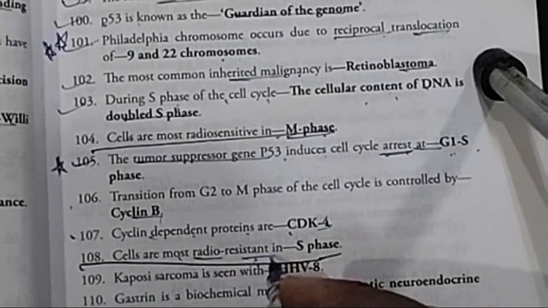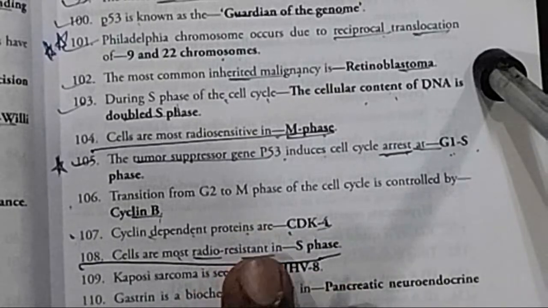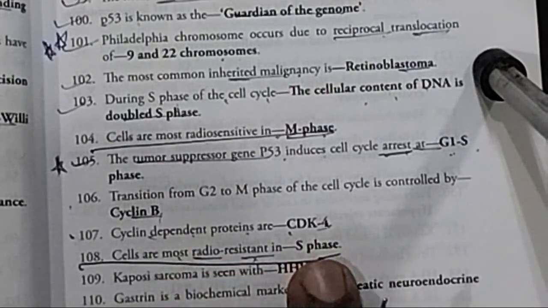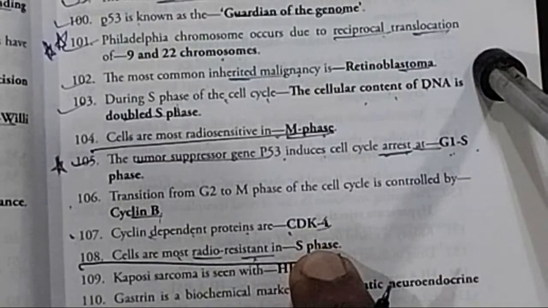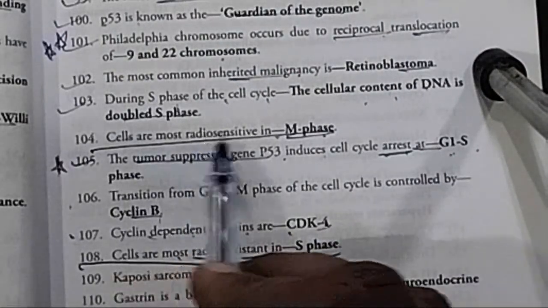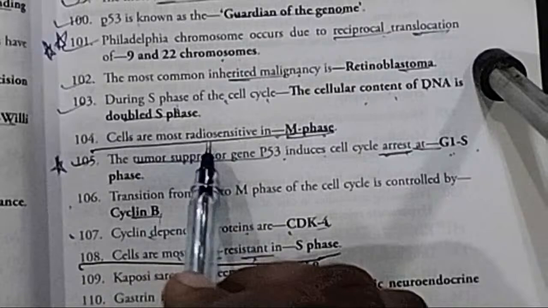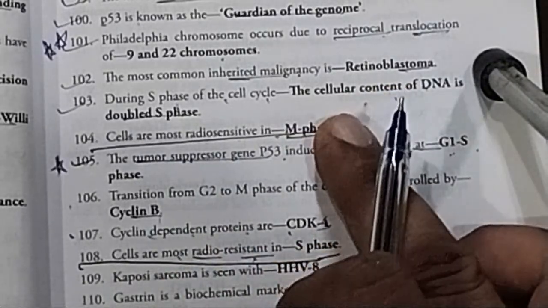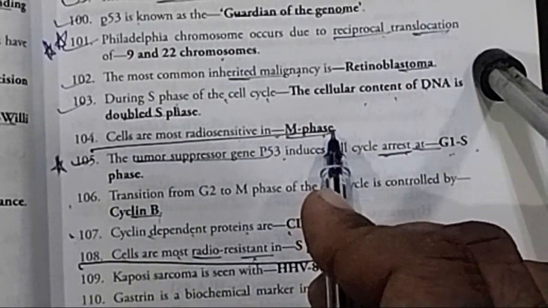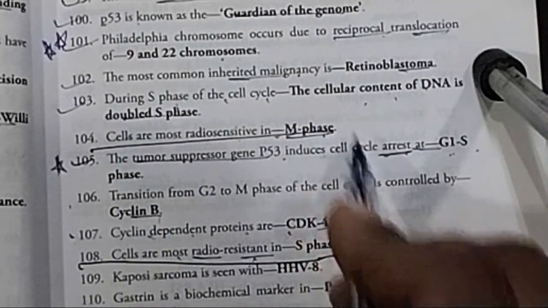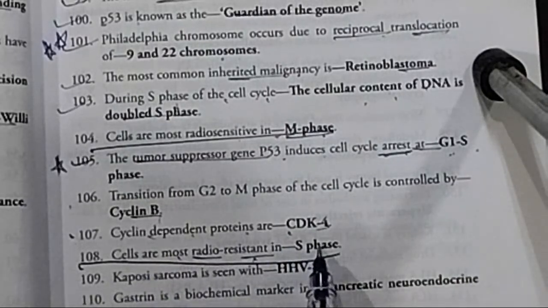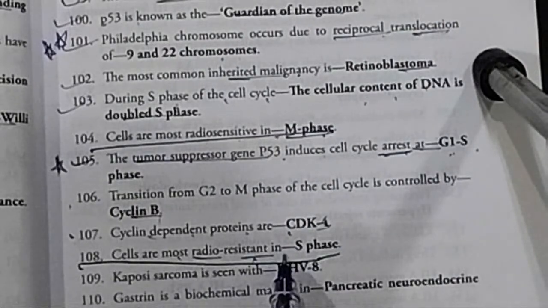So the most radio resistant cells are in what phase of the cell cycle? Cells are most radio resistant during the S phase of the cell cycle, whereas they are most radiosensitive during the M phase. So the M phase is the phase in which the cells are most radiosensitive, whereas the cells during the S phase are most radio resistant.